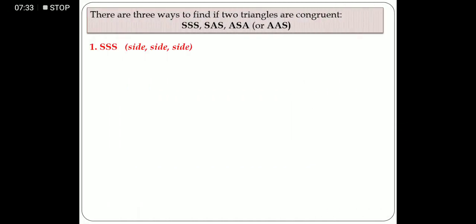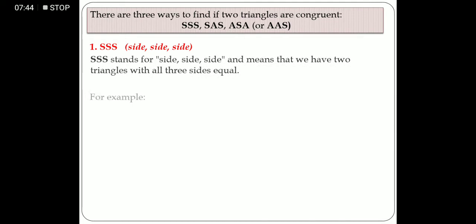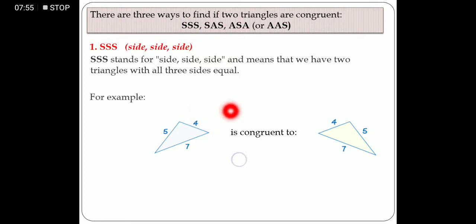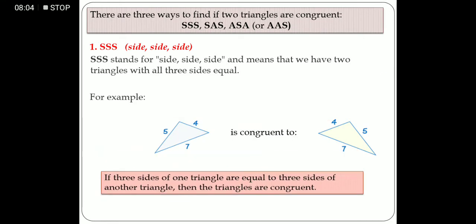There are three ways to find if two triangles are congruent or not. The one that we discussed before is side, side, side. Three sides are equal. Okay? For example, here we have two congruent triangles simply because they have three equal sides. The first one equals 4, the second equals 5, and the third equals 7 centimeters. So they are congruent. Okay?